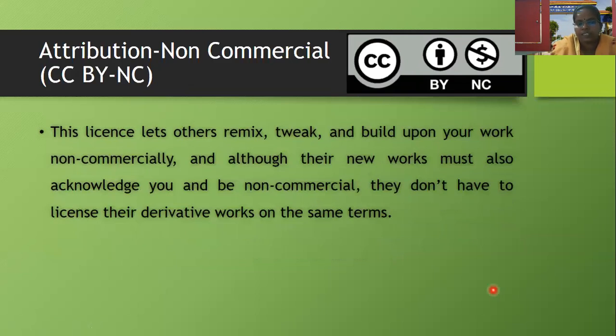The next type is attribution non-commercial. This license lets others remix, tweak, and build upon your work non-commercially, and their new works must also acknowledge you and be non-commercial. They don't have to license their derivative work on the same terms.